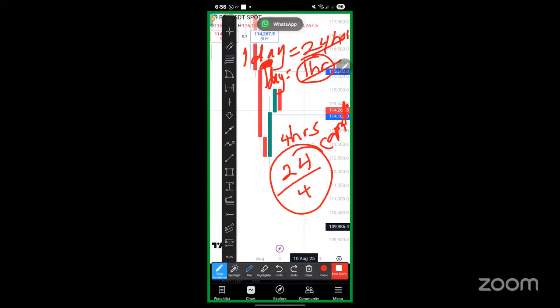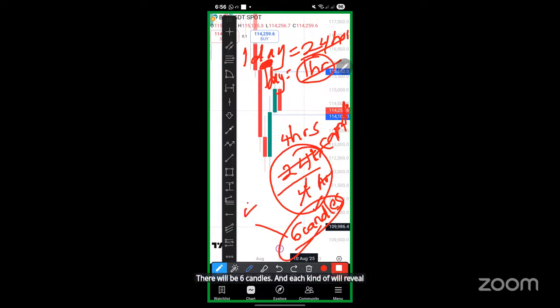These ones will be candles. The hours will cross and remain with the candles. And how many candles will they be? They will be 6 candles, and each candle will be of 4 hours. And this equivalence will equal 1 day.